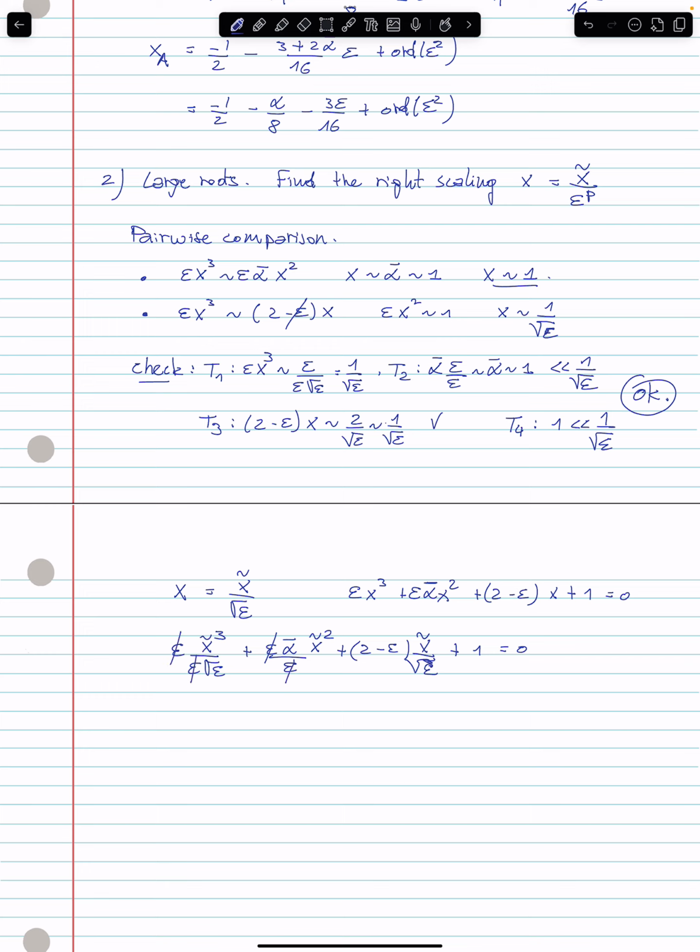To simplify here, we see that we have two leading terms. They have order of magnitude 1 over square root epsilon. So we multiply out everything by that quantity in order to obtain an equation with leading order terms of order 1. And what we have here is this, plus square root epsilon is equal to 0. All right.